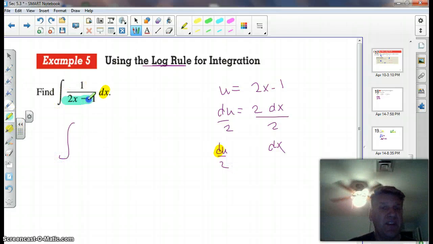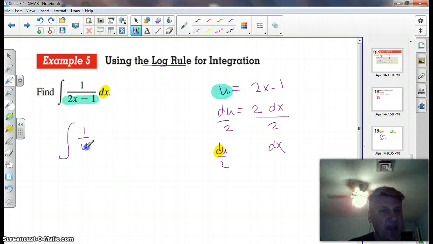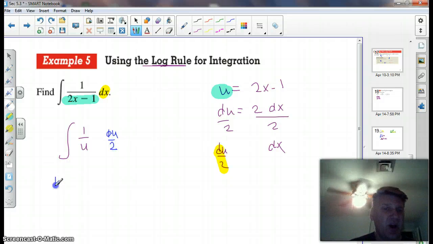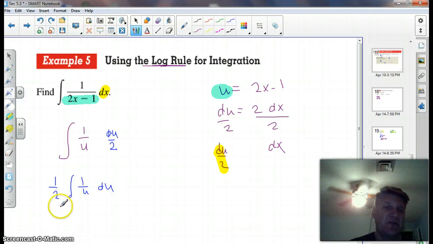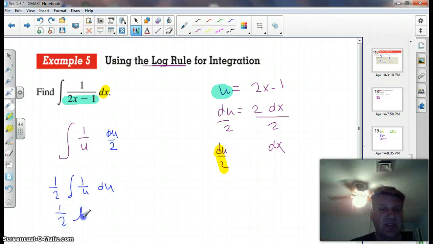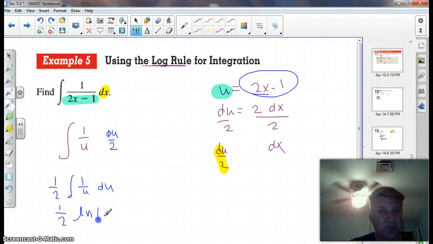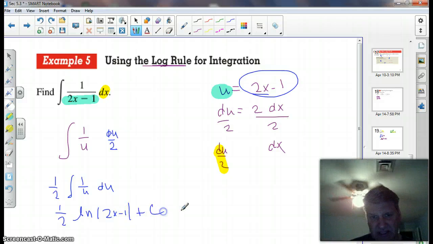So all of this is my u substitution. So I'm going to rewrite this as 1 over u. And then I replace dx, this yellow, with all of this yellow. Of course, it's du divided by 2, which I see a 1/2 in here. So I'll pull out 1/2, the integral of 1 over u du. And you're starting to realize after you do a couple of these that the integral of 1 over u is the natural log of u. And I'll replace u back with my u substitution, the 2x minus 1, and say plus c.